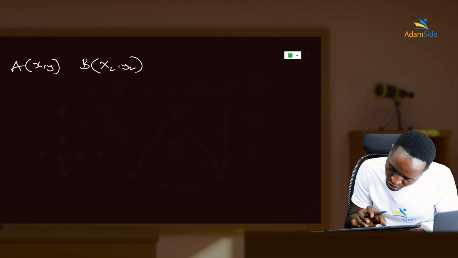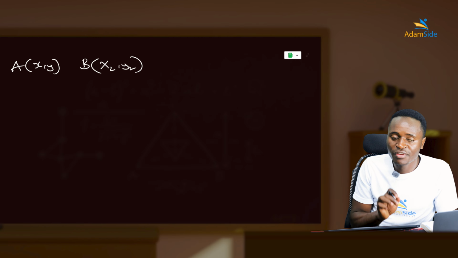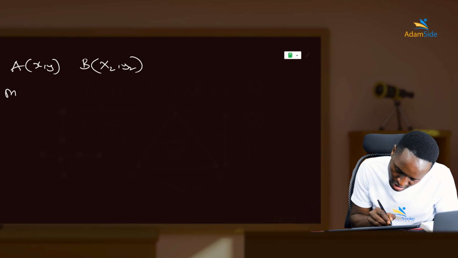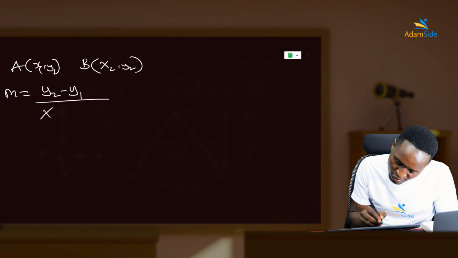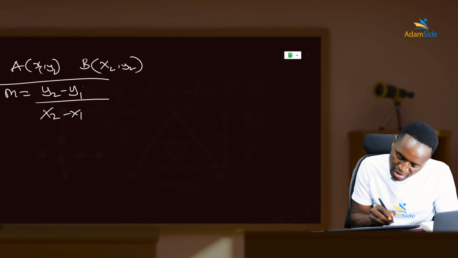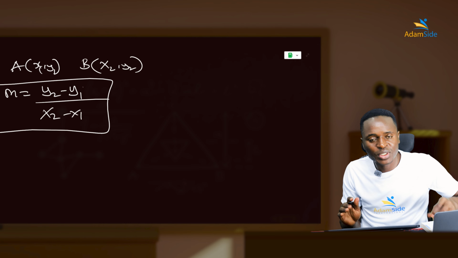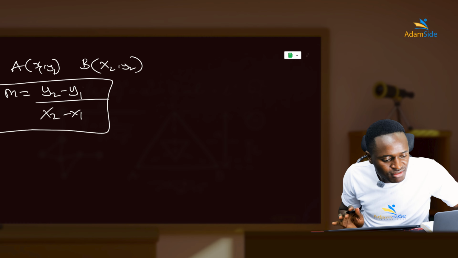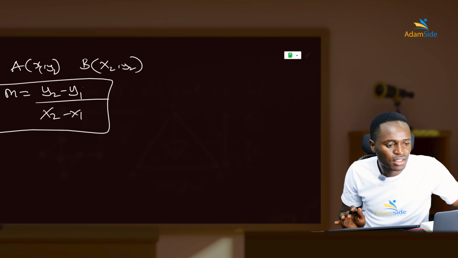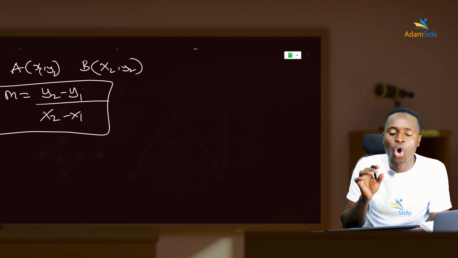So therefore, when you're given two coordinates, you just find the change of the y values divided by the change of x values. We say M, which is the gradient, is y2 minus y1 over x2 minus x1. This will be equal to the gradient formula. That's how you do it. It's very, very simple. Now, this happens when you are given coordinates.